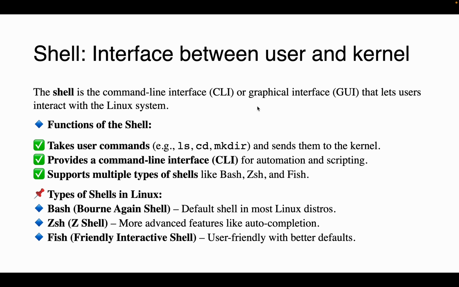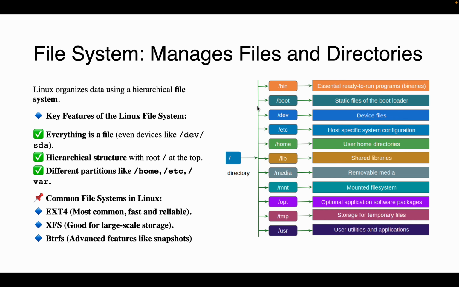Types of shells in Linux: three we have mentioned here are the Bourne Again shell, the Z shell, and the Friendly Interactive shell. We also have other shells as well, which we can discuss later. The bash shell is the default shell in most Linux distros. The Z shell has more advanced features like auto completion. Fish, the Friendly Interactive shell, is user friendly with better defaults.